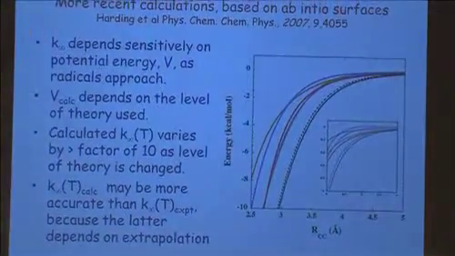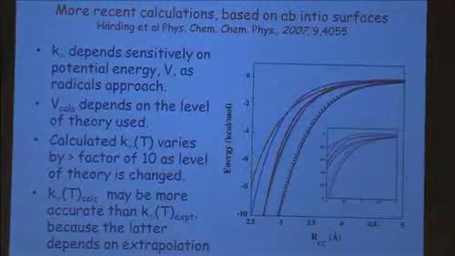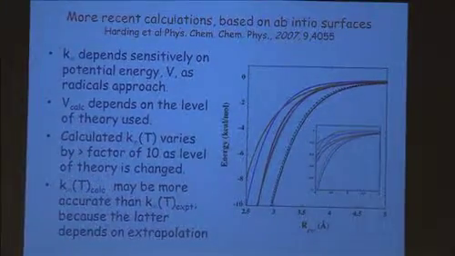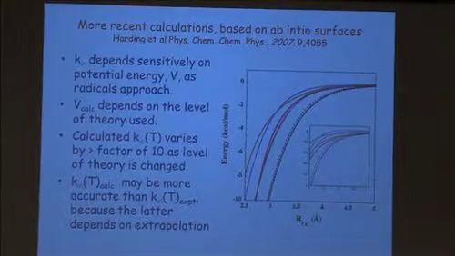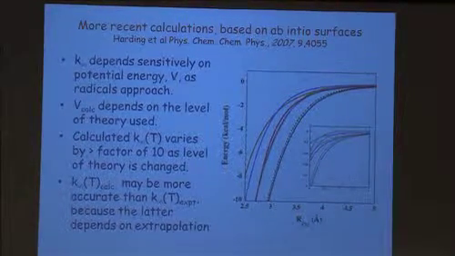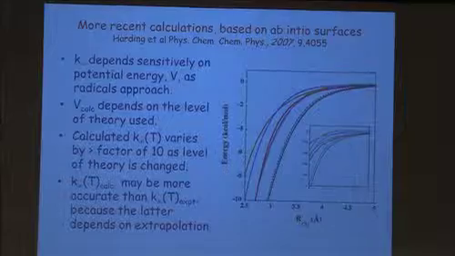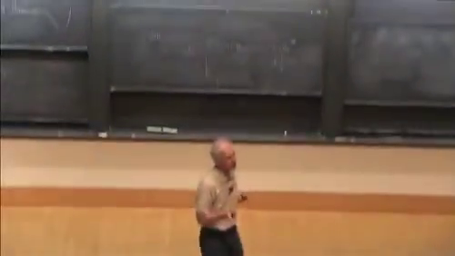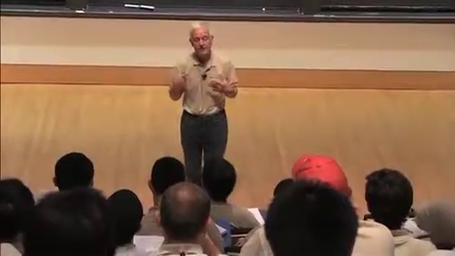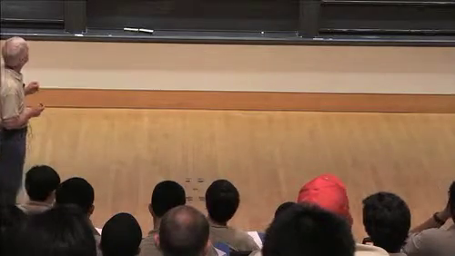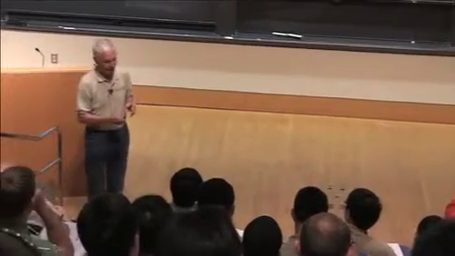Provided you use high-level theory, really high-level theory, then the calculated values may in the end, especially at higher temperatures, be better than the experimental values, because with the experimental values you've got to extrapolate up to the high pressure limit. This is a really moot point. I'll give you a reference at the end where this is discussed in some detail for CH3 plus CH3. That's at the end of the week. So this is an interesting issue about whether theory is actually better or not than experiment.